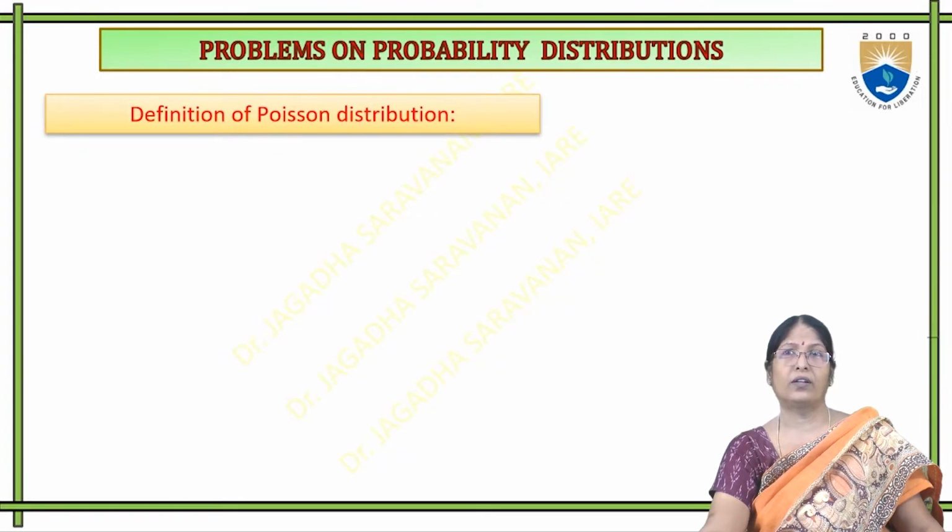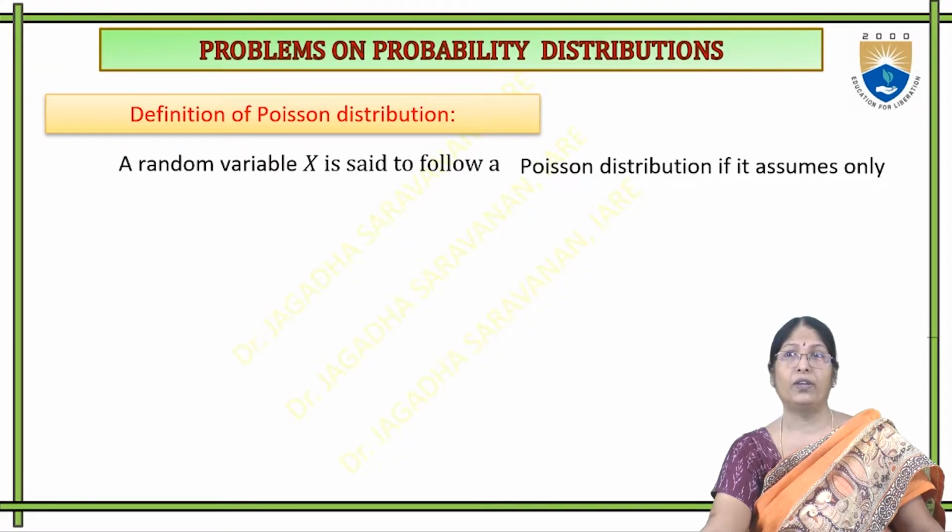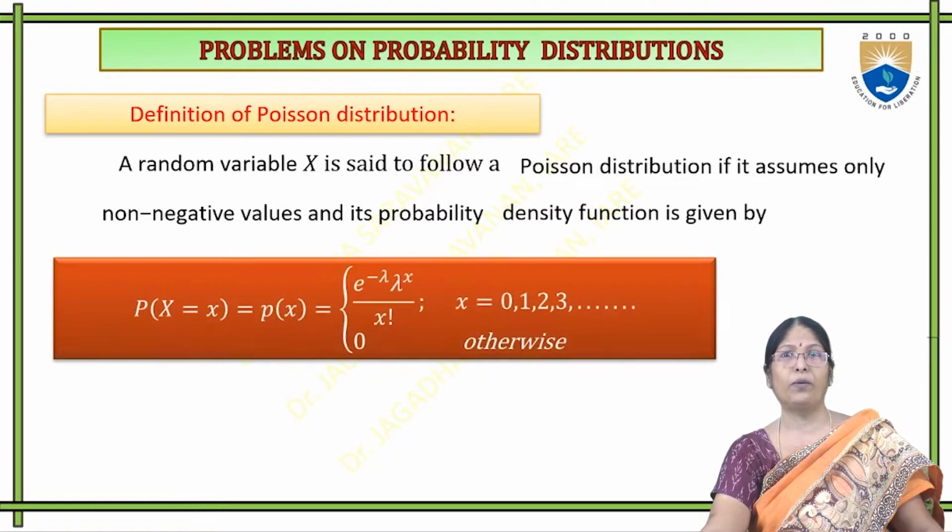So we discussed the binomial distribution. Now we will move to the Poisson distribution. A random variable X is said to follow a Poisson distribution if it assumes only non-negative values and its probability density function is given by p of x equal to e power minus lambda, lambda power x by x factorial, where x is taking the value 0, 1, 2, 3, and so on.